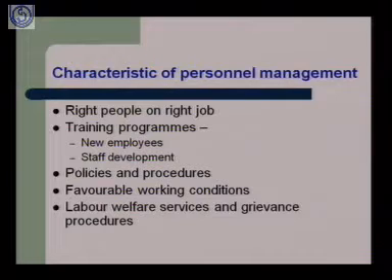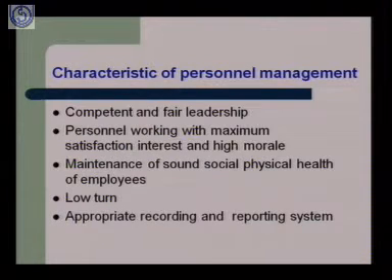Then labor welfare services and grievance procedures. Labor welfare services are for the welfare of the personnel working in the organization. And the grievance cell: if people work in a team, at any time they can have a conflict or problem with the head of the department or among their colleagues. So there should be a department where the person can approach with a particular problem, instead of shouting and making a scene in the working place. This is a significant characteristic of personal management.